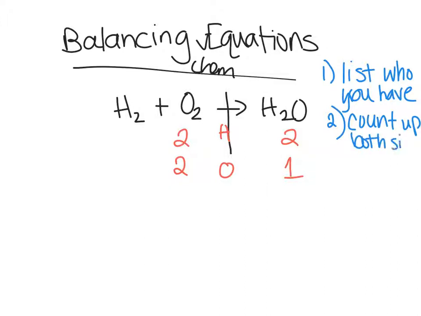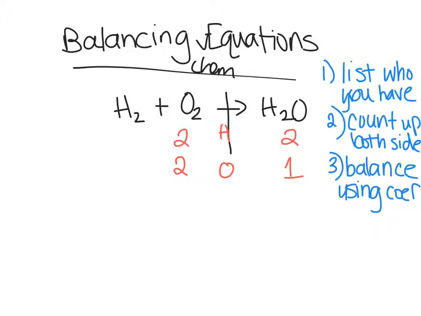Okay, so the next thing we're going to do is start balancing using coefficients. Looking here, I see that my oxygens are not balanced. I know that this 1 can be multiplied by what in order to make it 2? It can be multiplied by 2. But I can't just do that down here. I have to go and put a coefficient in front of my molecule.